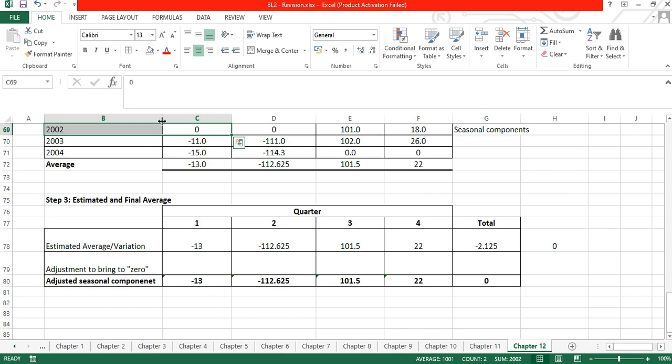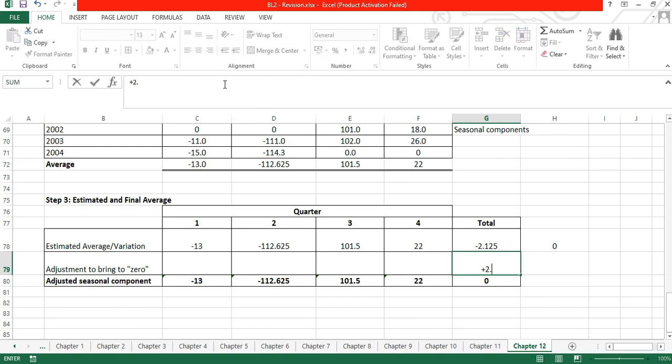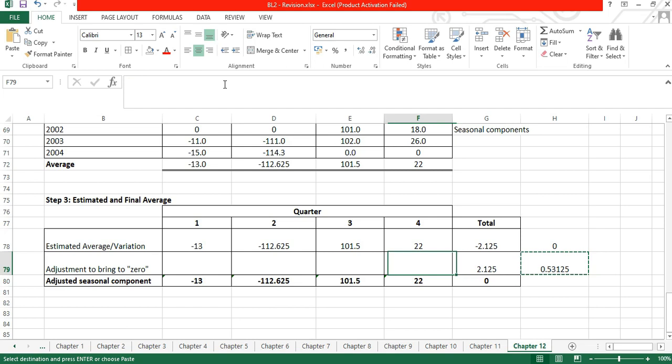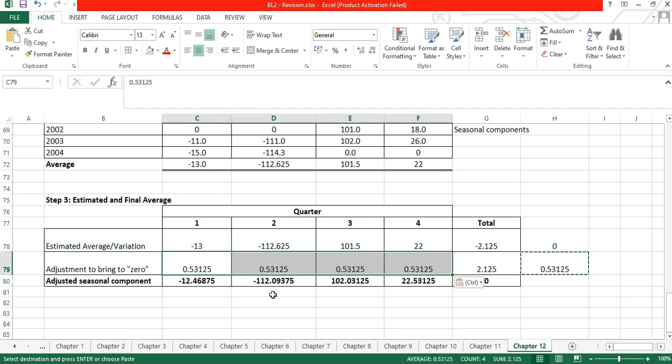Actually we are now adjusting the seasonal components. So to make this 0, this should be plus 2.125. Then only the addition of this will be 0. Now there are 4 quarters. So take the total and split it among the 4 quarters. If you divide by 4, it's 0.53125. Put it everywhere, same answer, 0.53125.